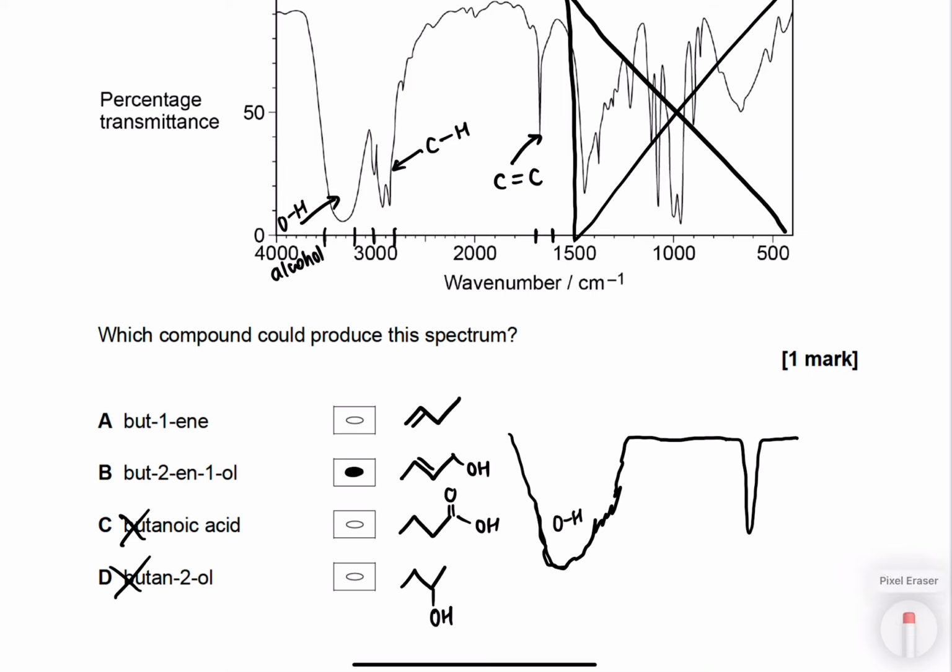D wouldn't have had a peak over here at all and would have had a much smoother peak for the OH, and then similar to this had the CHs separately. That would have been D.